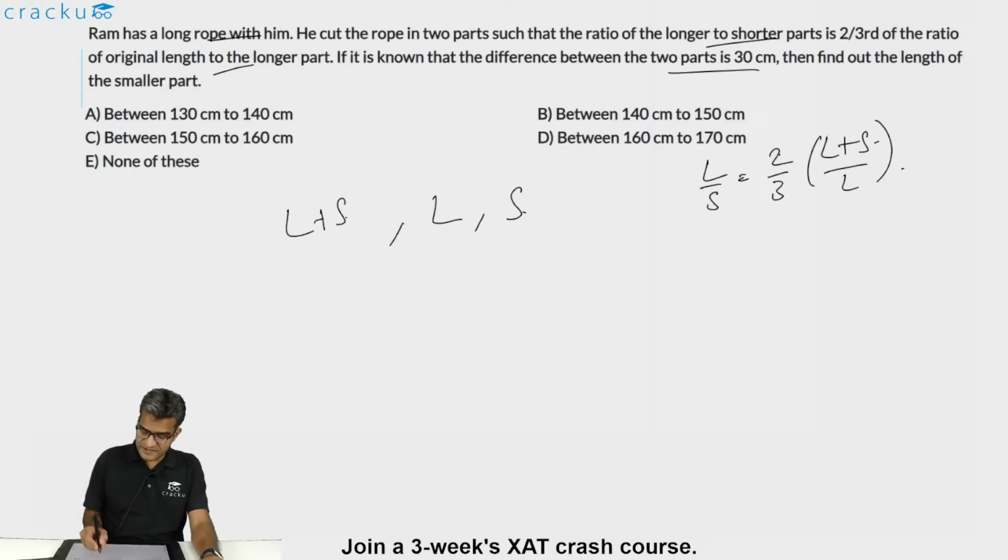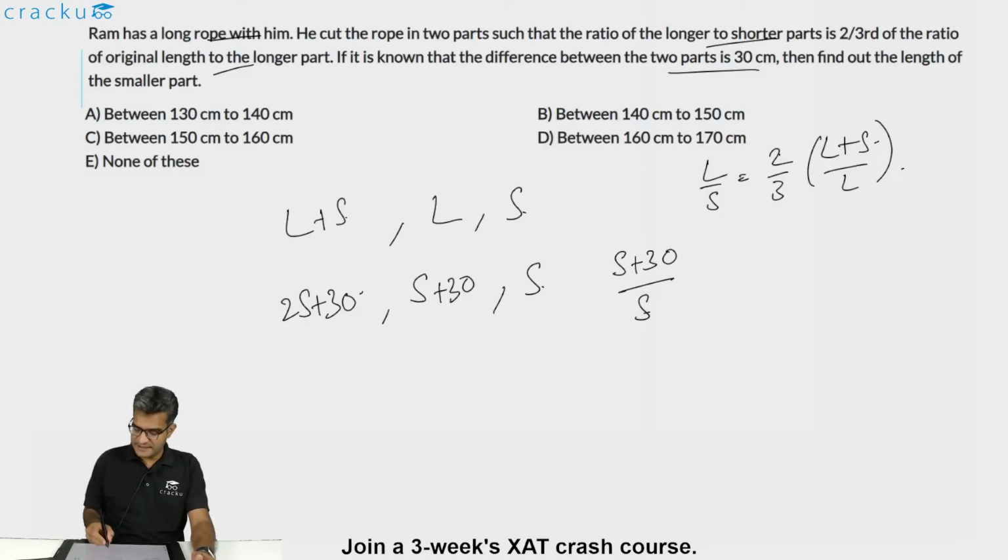It is known that the difference between the two parts is 30 centimeters. Find the length of the smaller part. The difference between the lengths is 30 centimeters. So let us assume that the shorter part is S, the longer part is S plus 30, and therefore the original length is 2S plus 30. What is the required ratio? The information we are given is that the ratio of the longer to shorter part is 2/3 the ratio of the original length, which is 2S plus 30, divided by the longer one, which is S plus 30.